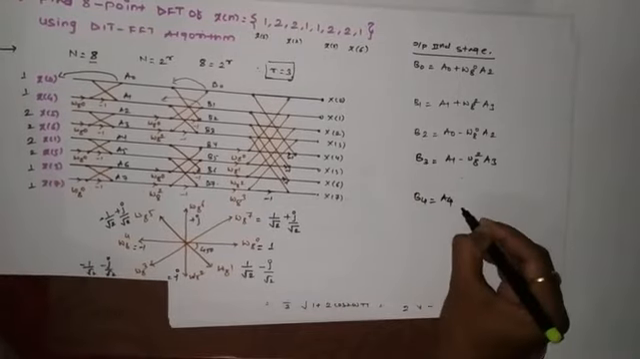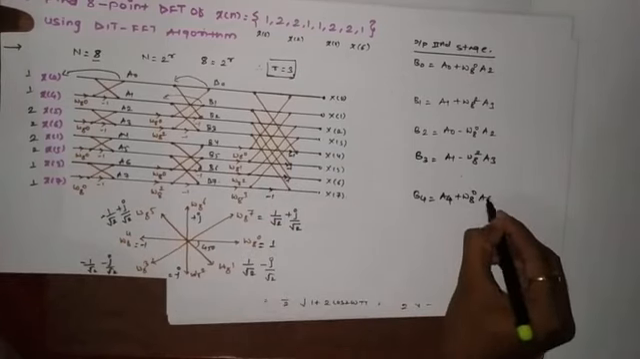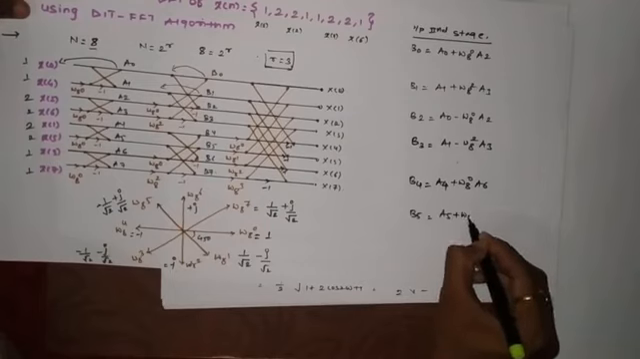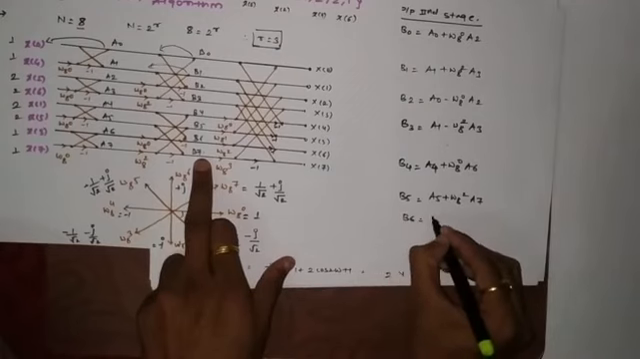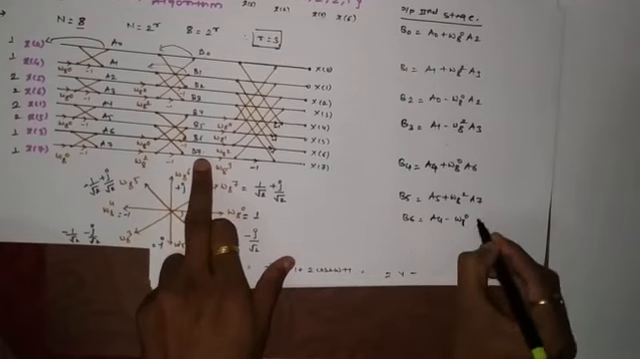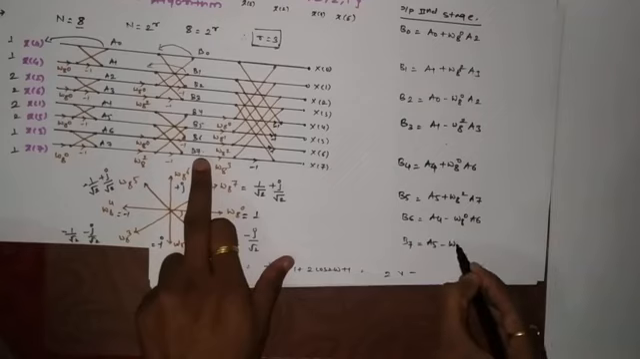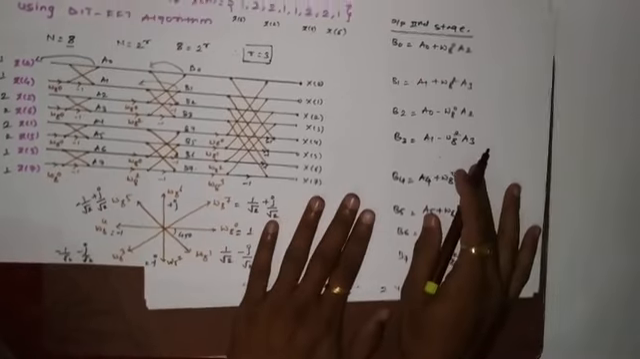So this is A4 plus twiddle factor omega 8 to the 0 into A6. Next, B5: the first input is A5 plus omega 8 square, and the second input is A7. Our remaining terms, B6 and B7, again follow the same pattern. So B6 is A4 minus omega 8 to the 0 into A6, and B7 will be A5 minus omega 8 square into A7. Now we'll put those values in the given equations.